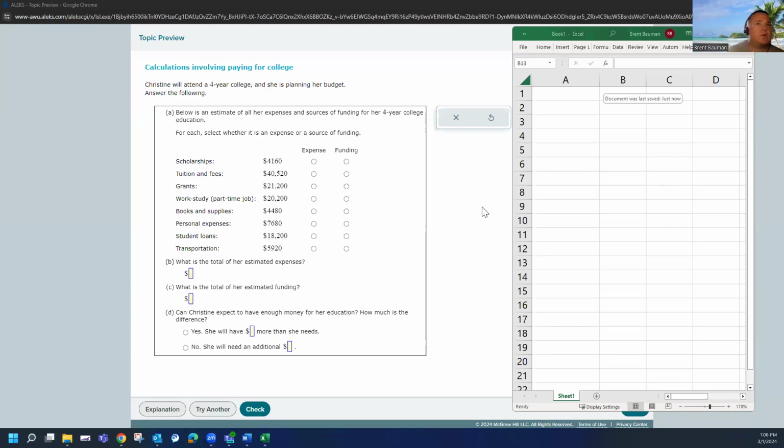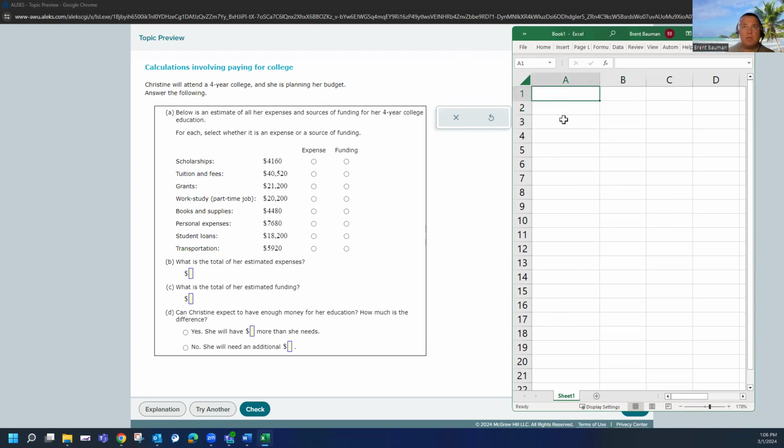Hello, class. I want to go ahead and go over calculations involving paying for college. So this one's probably pretty important to you. This is something that's probably going on right now. So let's go ahead and go over it. I do have an Excel document open so that I can keep track of it. It just might make it a little easier as we work our way through.